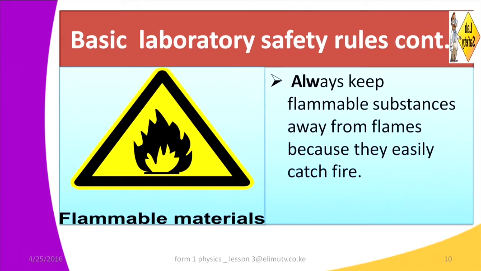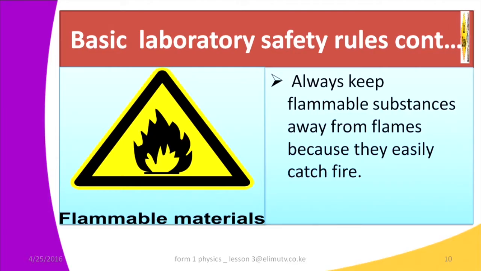So what we are saying is that in this particular warning, we are being told not to use flammable materials carelessly in the lab. If you're using flammable materials, always ensure that you keep them away from fire. Always keep flammable substances away from flames because they easily catch fire. Flammable substances are those substances that easily catch fire when they are exposed. A good example is petrol. When you release petrol to the atmosphere, the fumes evaporate and they easily catch fire. So they can actually make the lab burn.